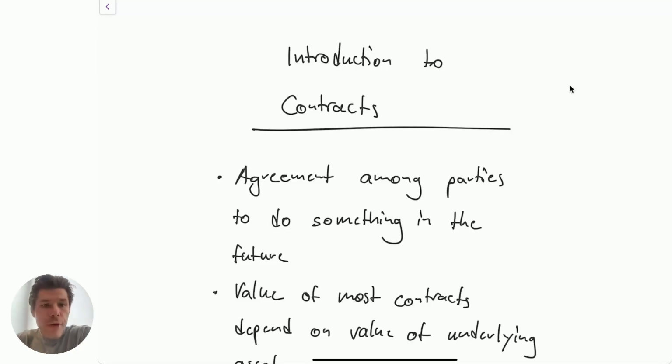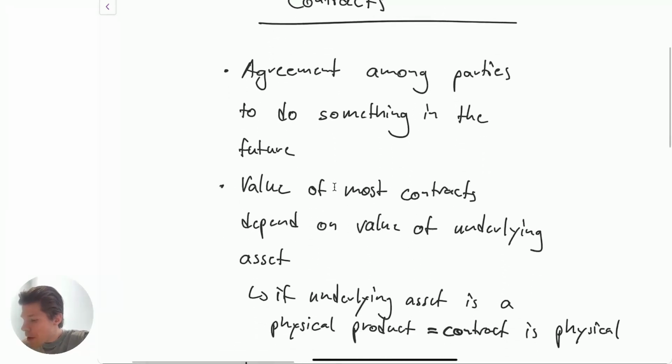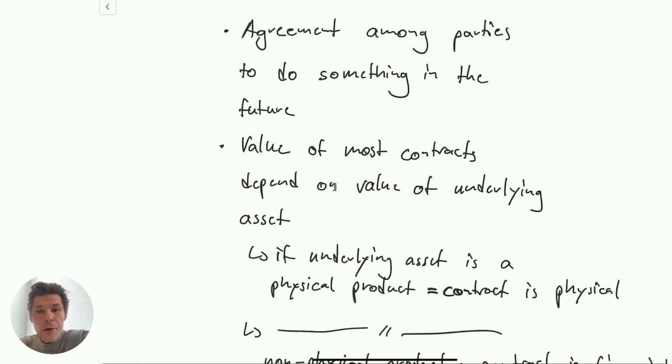Let's dive into contracts. What are contracts in finance? Very simple. These are agreements among parties to do something in the future. Very important, the value of those contracts depends on the value of an underlying asset. So you have a contract on, for example, avocados, bananas. You can have a contract on, for example, delivery of lumber, delivery of gold. So the value of those contracts is what is the underlying asset.